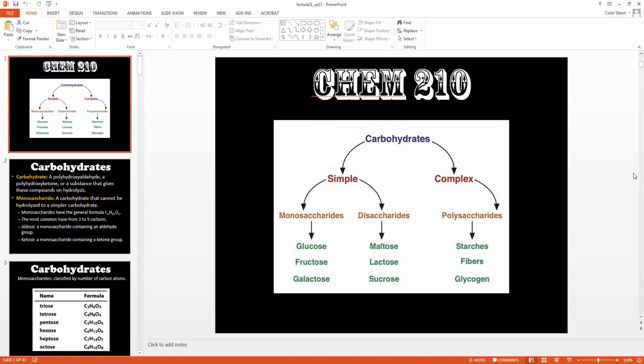And then if we think about complex carbohydrates, these are polysaccharides. And these polysaccharides are poly, so many sugars. And examples of these types of polymers that are carbohydrates would be starches, fibers, and glycogen.